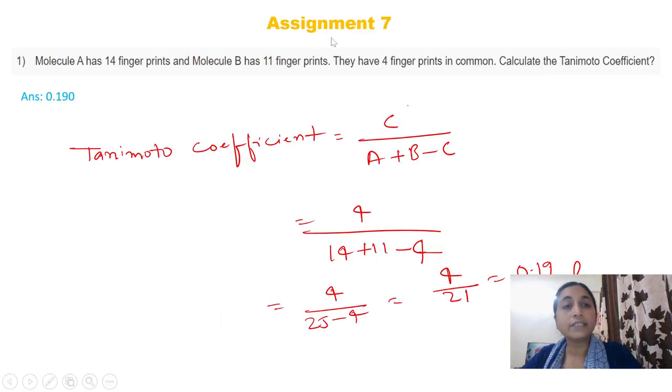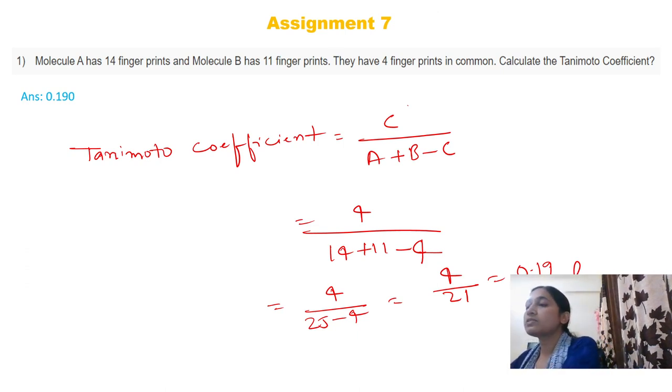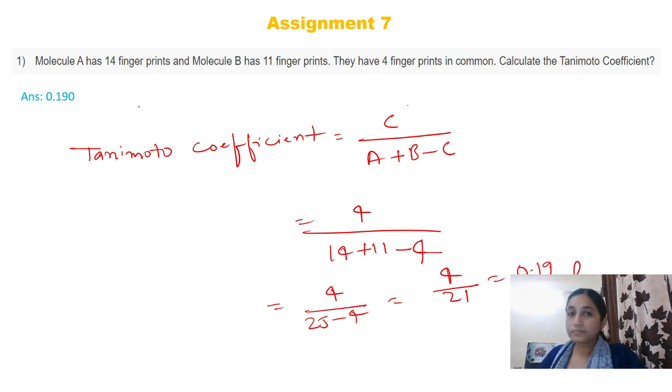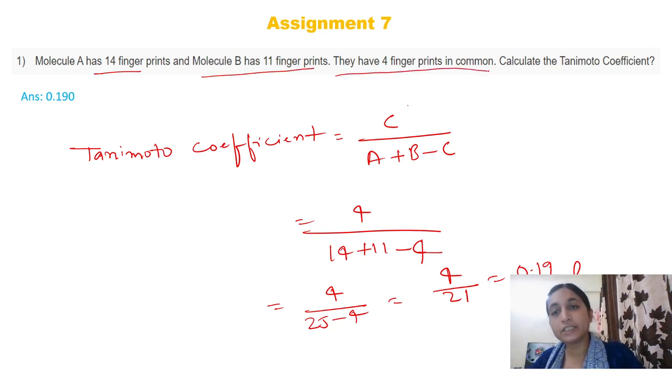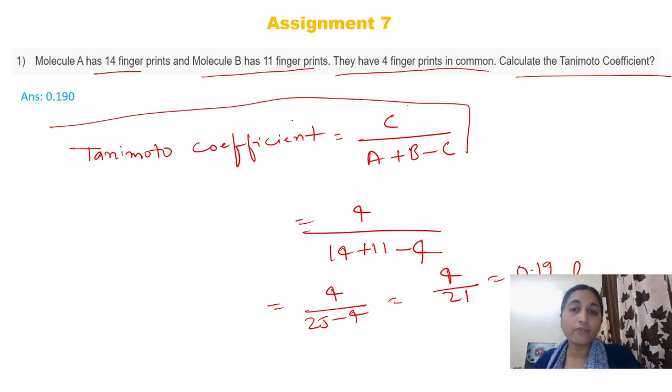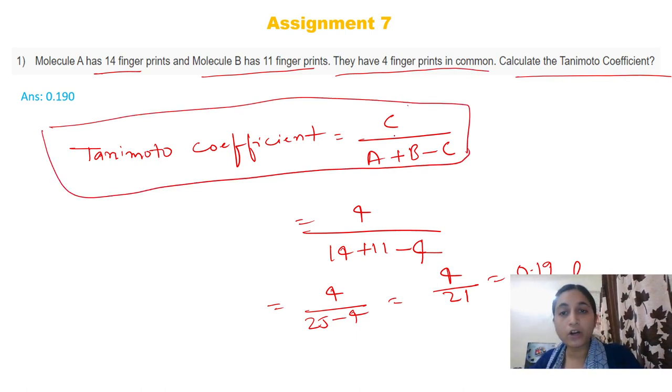So now assignment 7. In assignment 7, molecule A has 14 fingerprints, molecule B has 11 fingerprints, and they have 4 fingerprints in common. Calculate the Tanimoto coefficient. You all know Tanimoto coefficient equal to C upon A plus B minus C. Just simply put the values of A, B, C in this equation. So you will get the value 0.190.